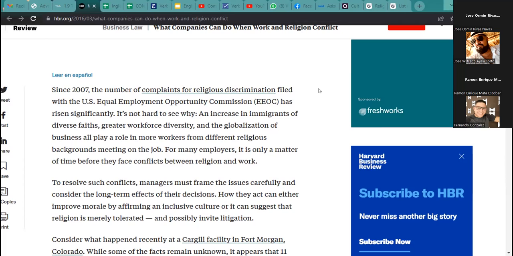According to the text, there was an increase in complaints for religious discrimination because of globalization. One benefit of globalization is teamwork with diversity. The USA is the best example, right? Definitely. Even in our country, it's possible to have people in teamwork from different religions, not different countries.